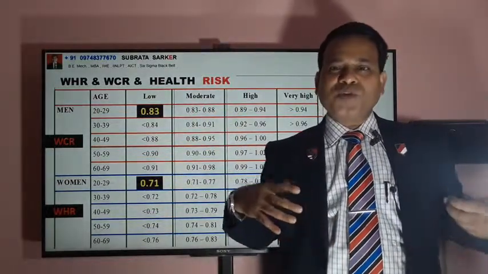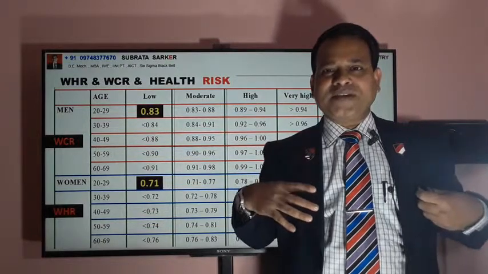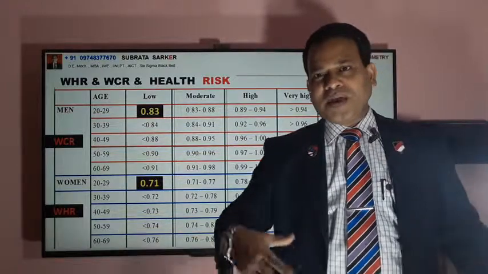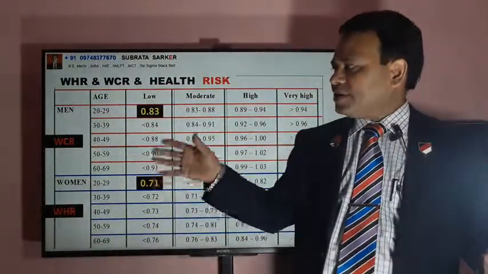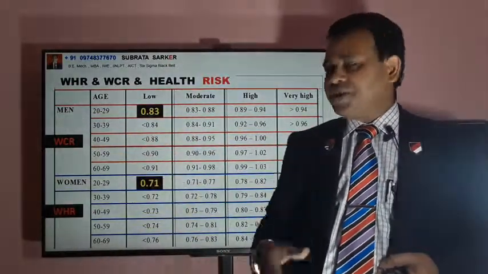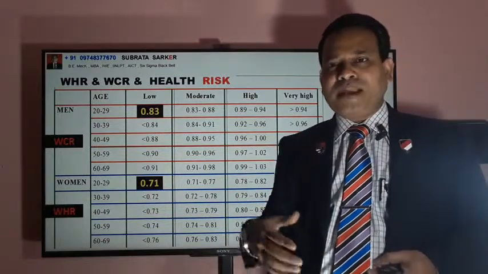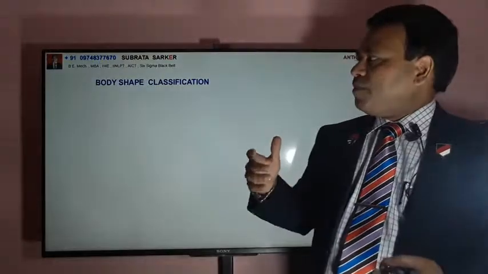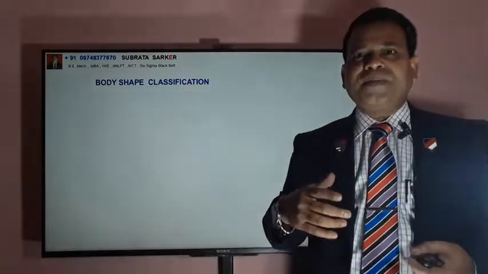So that is a proportion of different parts of the body, like your chest with your waist, your hip. So there is a standard chart for body mass, for WHR and WCU, both for male and female. The chart is different, obviously. And body shape classification. There are body shapes actually.